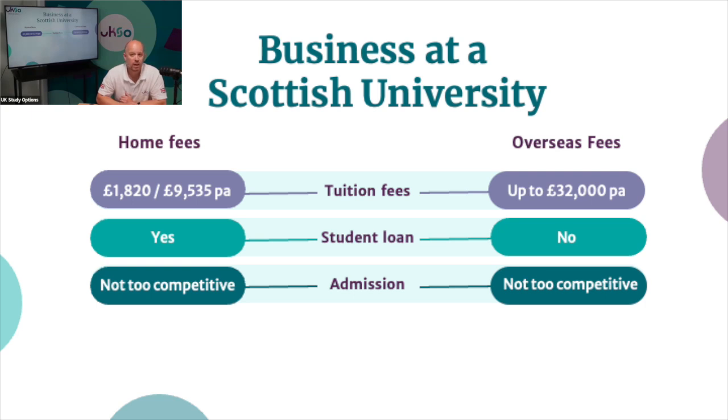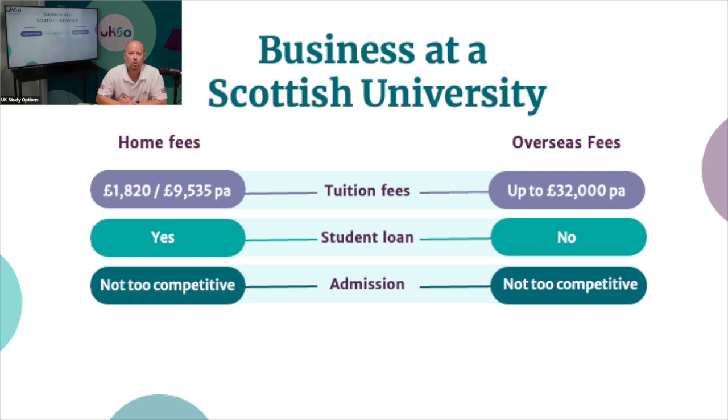It's called RUK or Rest of UK, and you will pay £9,535 per year. So the equivalent of home fees in England. But again, these are much lower than what you'll pay as an overseas fee-paying student, up to £32,000 per year. There are business degrees in Scotland that you can study for less than that, but currently the most expensive is at St Andrews University, where you'll pay £32,000 per year for a business degree.